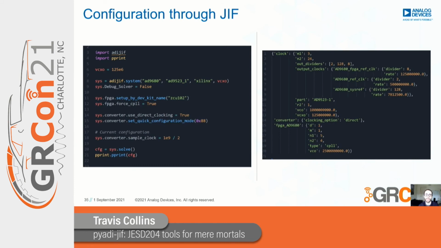Now, from the perspective of JIF, what this looks like is this configuration here on the left, where we're just defining the converter. Technically, you can define both converters, but we're just going to be looking at the RX side. We're setting our FPGA kit, which is an UltraScale kit, ZCU102. We're telling it to use the CPLL, which is what the FPGA reference design is doing. We're going to use direct clocking, so feeding the ADC directly. And then we're going to change the sample rate from 1 gigahertz to 500 megahertz in this case. And when you run this, JIF will give you this configuration on the right for the clocks and for the FPGA itself.